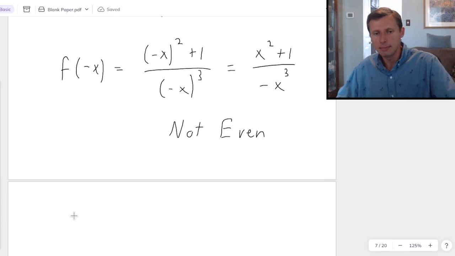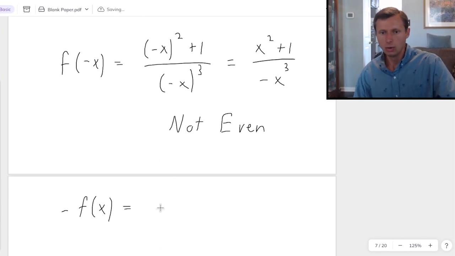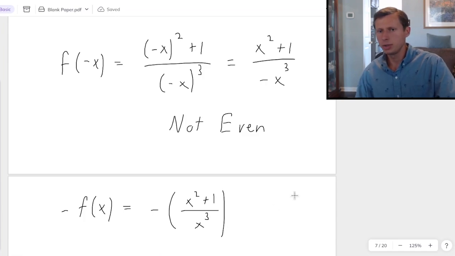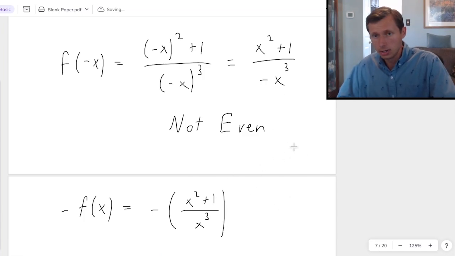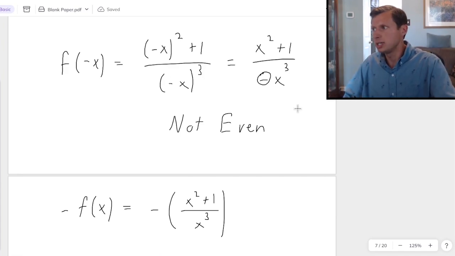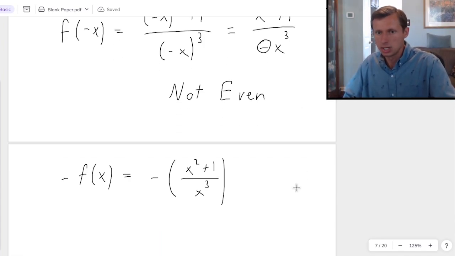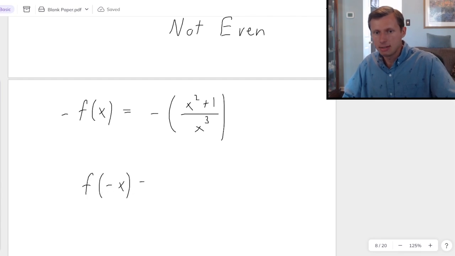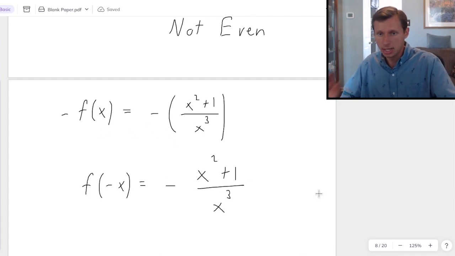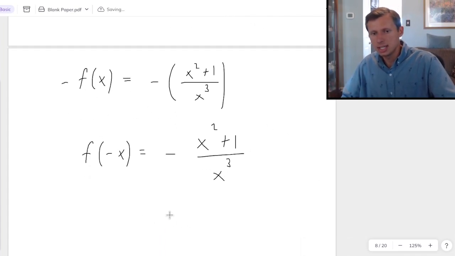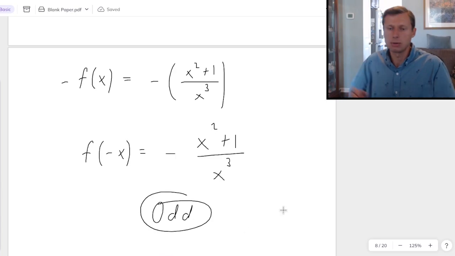However, when I check for odd and I look at negative f of x, well then it's going to be negative quantity x squared plus 1 divided by x cubed. And maybe you say, oh, these are not equal to each other. You are wrong, because this negative sign in front of the x cubed can be pulled out in front of the whole fraction. Negative signs are the only symbols that are allowed to do that in rational functions. So in other words, what I'm saying is f of negative x is equal to the same thing as negative f of x, as you can see here. So in other words, this function is odd, even though it doesn't follow our shortcut rules.